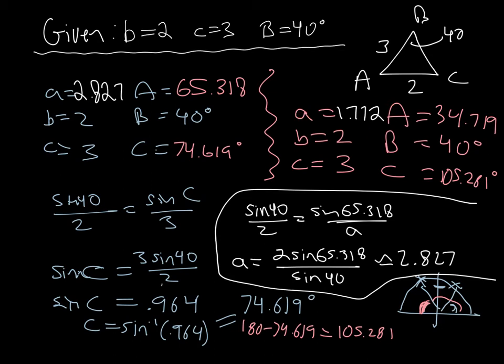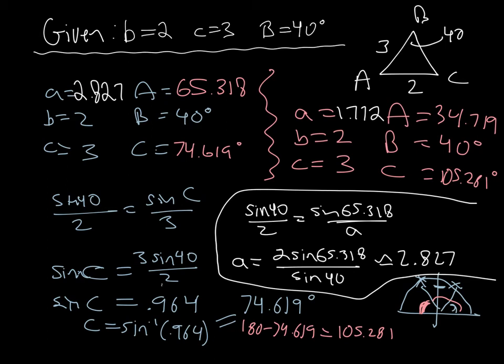Okay, one thing you can always check to make sure your answer makes sense is that the biggest side goes with the biggest angle, the smallest side with the smallest angle, and the mediumest side with the mediumest angle. So you can check to make sure that your answers make sense, and in both of these cases they do.